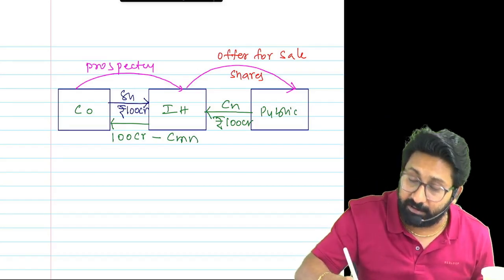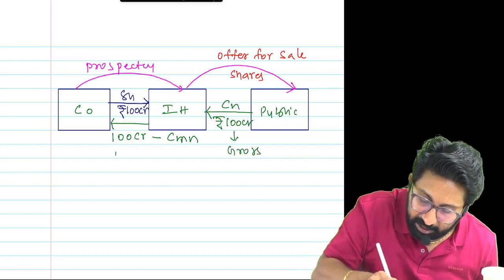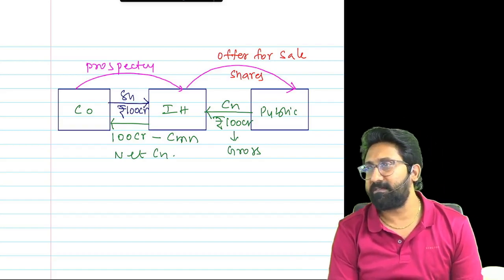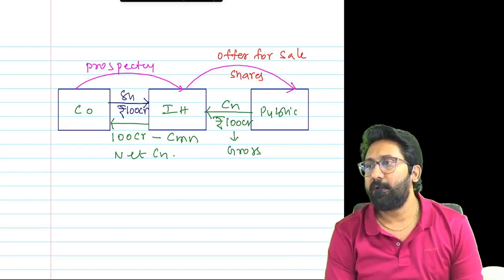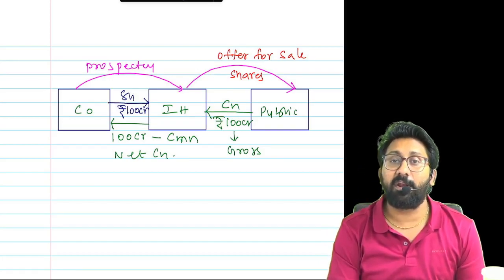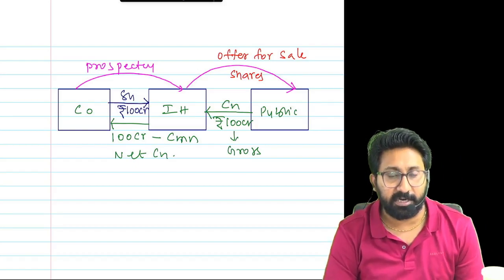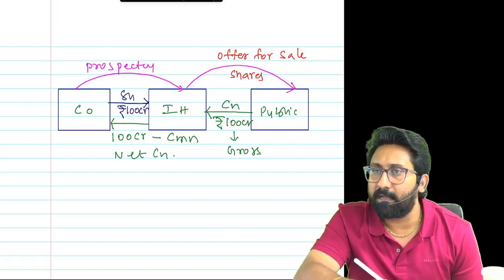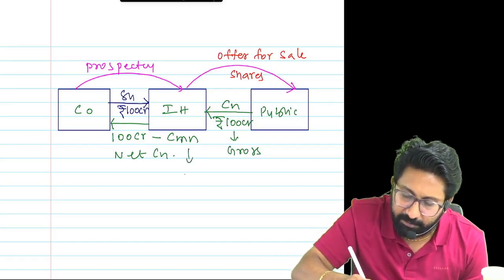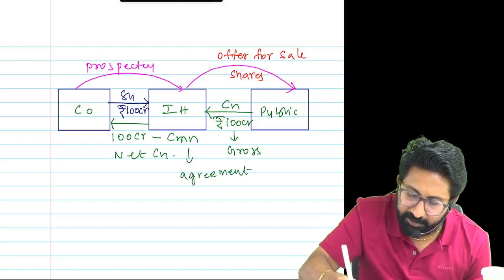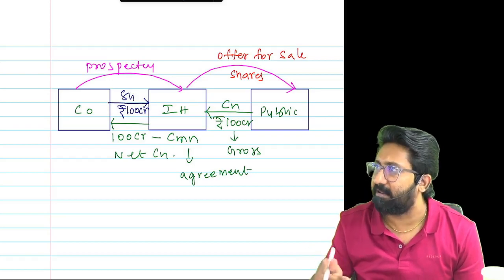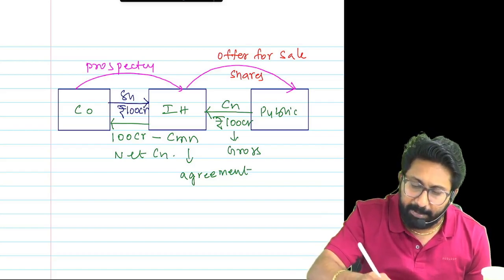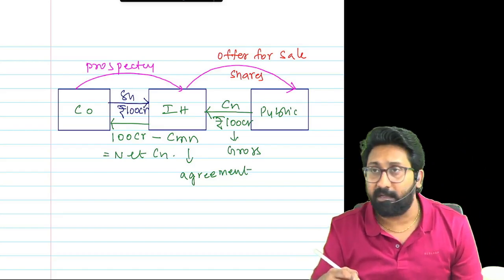That means I will receive gross consideration and net consideration. What is the gross consideration? 100 crore. What is the net consideration? 100 crores minus commission is the net consideration. So will the company at the end receive gross consideration or net consideration? This commission will be on the basis of an agreement. On the basis of the agreement, they will agree how much commission to charge. Then the commission will be charged, and only the balance will be available. That balance we call the net consideration.